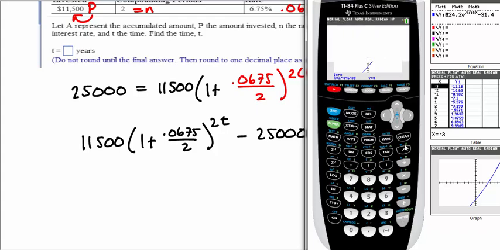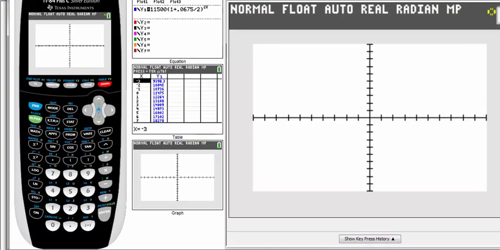Okay, so that's y equals 11,500, parentheses, 1 plus 0.0675 divided by the 2 compounding periods, close parentheses. And then in my exponent I need my 2x. Now if you have a caret key that shows up instead of exponents, make sure you have parentheses around the 2x. And then I have to subtract the 25,000. Now I'm looking for t, and it says round to one place is needed. So let's see what we get here for a solution.